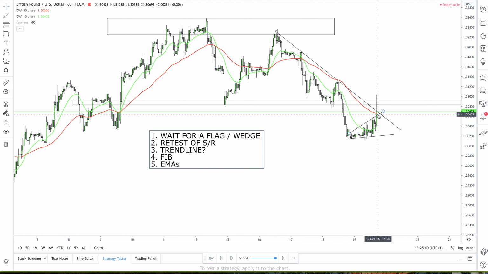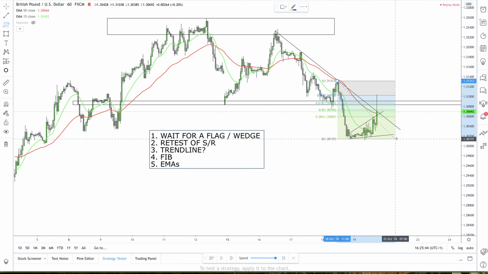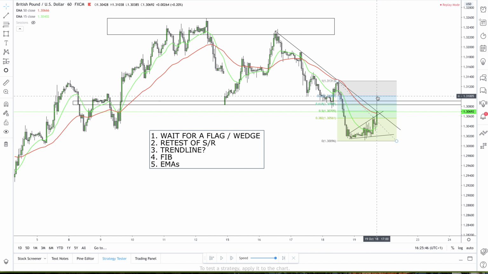This is shaping up lovely. Fibonacci. Take a look at our fib like this. Come all the way up. A little bit further than what I like, but still price pulled all the way back and closed back below 50%. I'm happy with that.